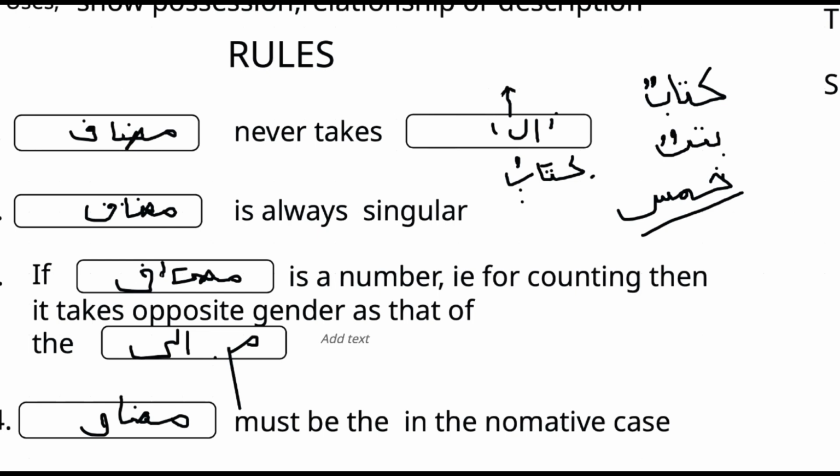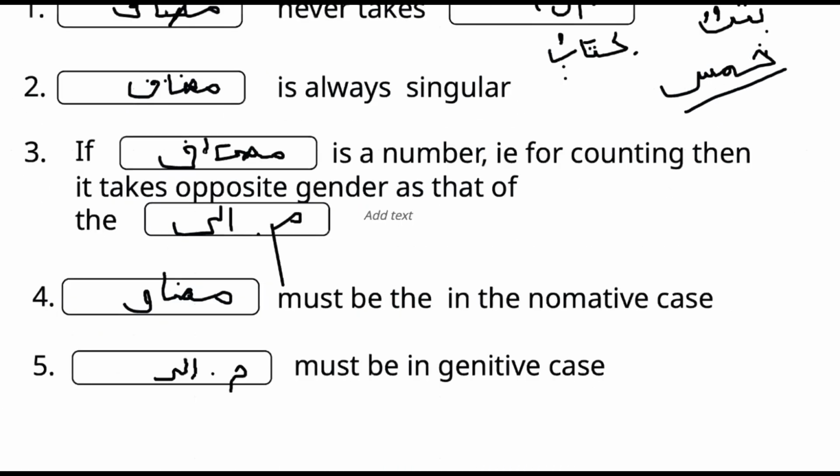And then the next rule, let's apply it: the Mudhaf must always be in the nominative case. So if it's kitab, then it must always be kitabu. It shouldn't be kitabi. So kitabu.